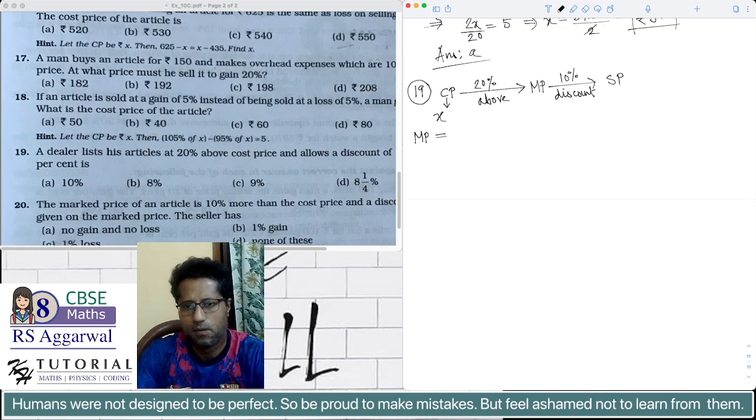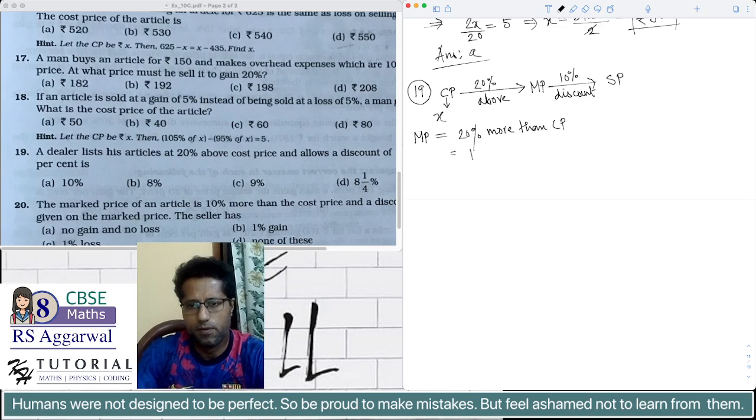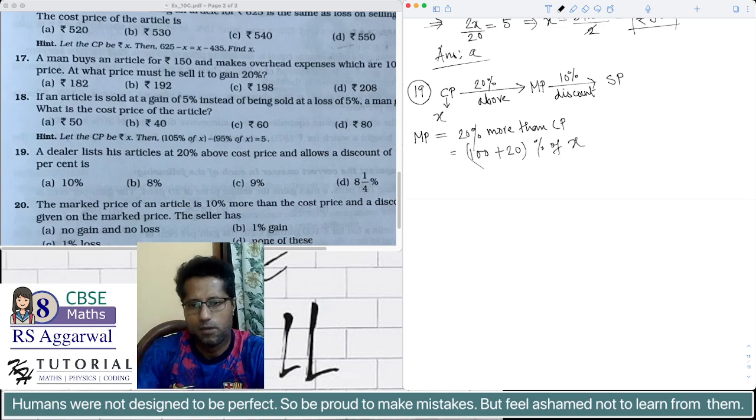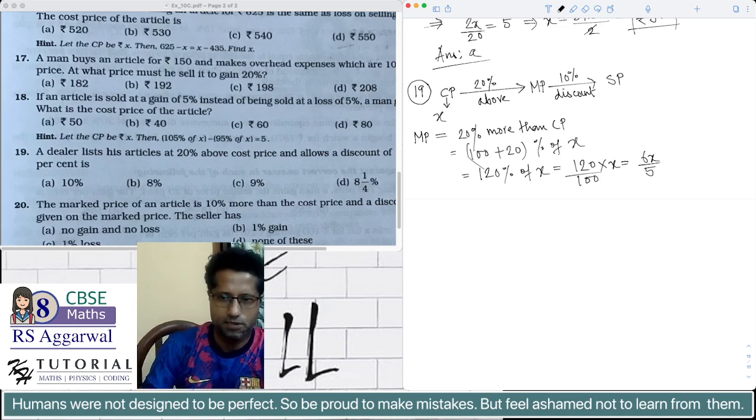Mark price will be 20% more than CP, which is equal to 100 plus 20% of X, because we have assumed the cost price to be X. This is equal to 120% of X, which is equal to 120 divided by 100 multiplied by X, which is equal to 6X by 5. So the mark price is 6X by 5.